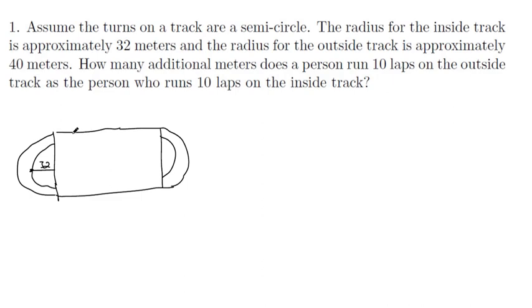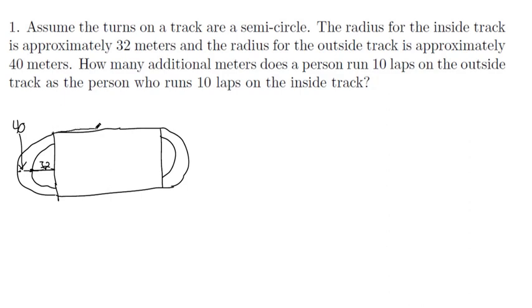The radius on the outside track is approximately 40 meters. So going out, here, well, that's not really a radius. So this longer distance is 40 meters, they said. So how many additional meters does a person run 10 laps on the outside track as the person who runs 10 laps on the inside track?